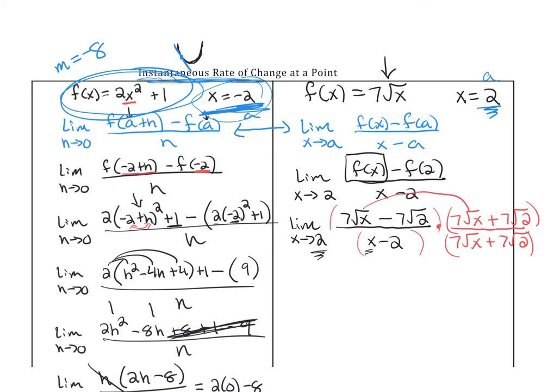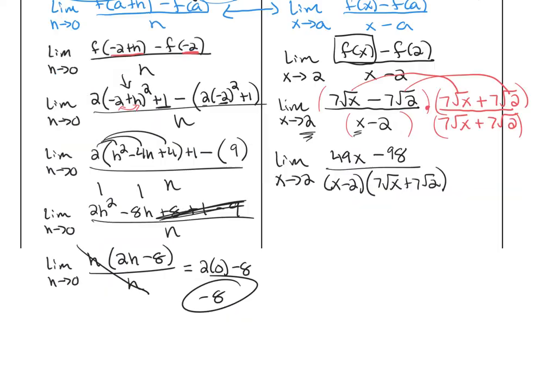All right, so to multiply my numerator, I've got limit as x approaches 2. Multiply the top, so I've got 49 times x minus 7 times 7 is 49, square root of 2 times 2 is 2, so 49 times 2 would be 98, over x minus 2 times 7 square root x plus 7 square root 2.